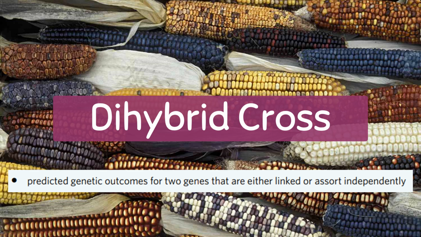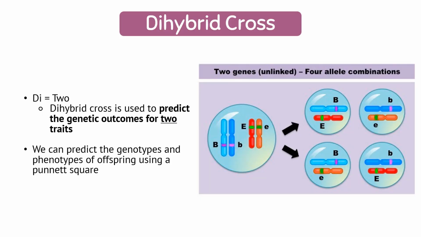Hi everyone, so today we're going to be looking at dihybrid crosses, and the key knowledge that you need to know is the predicted genetic outcomes for two genes that are either linked or assort independently. So a dihybrid cross, di means two, so when we use a dihybrid cross we are predicting the genetic outcomes for two traits. And we can predict the genotypes and phenotypes of offspring using a Punnett square, but it's a much larger Punnett square.